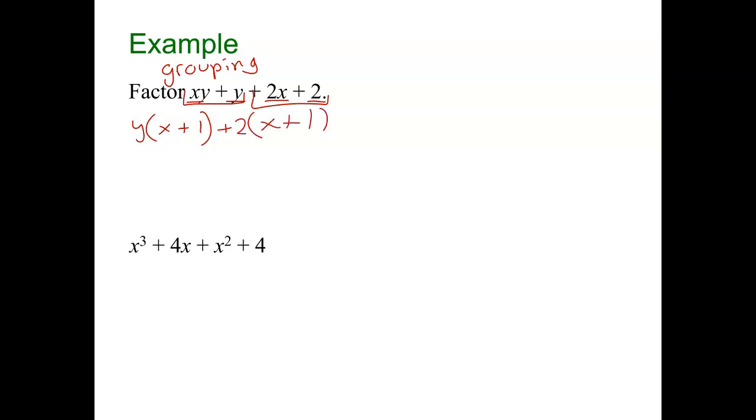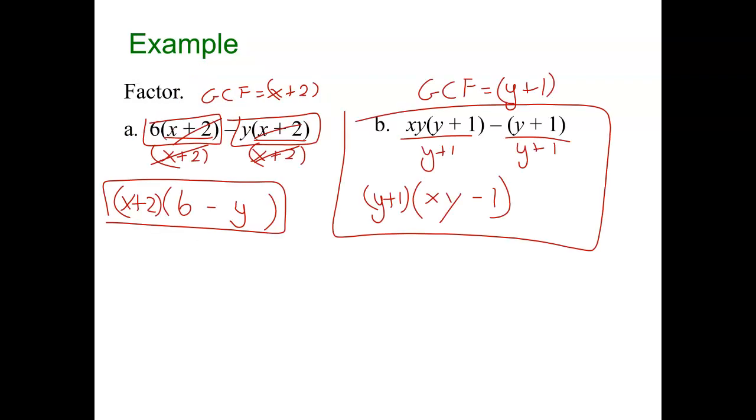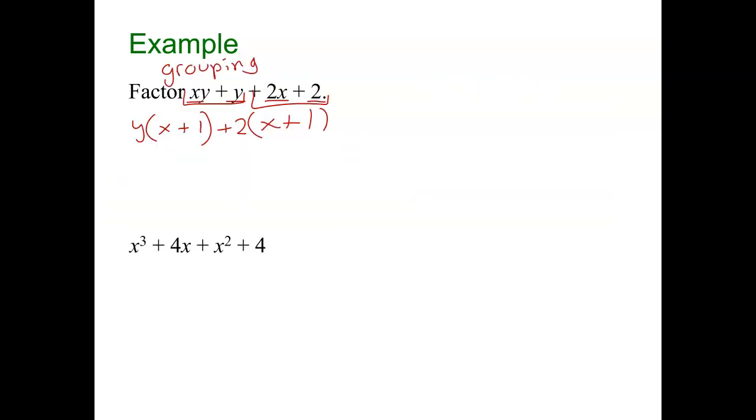Now this looks like these. Right? Same thing? Pretty much? So now that I have something times x plus 1 and something else also times x plus 1, I can factor out the x plus 1, and that leaves me with y plus 2.